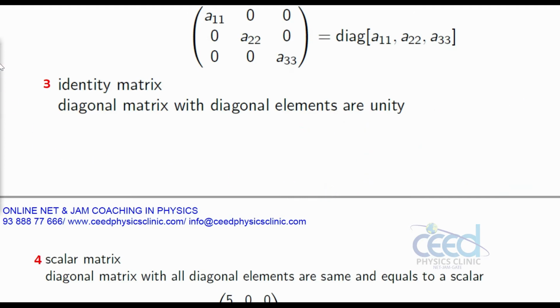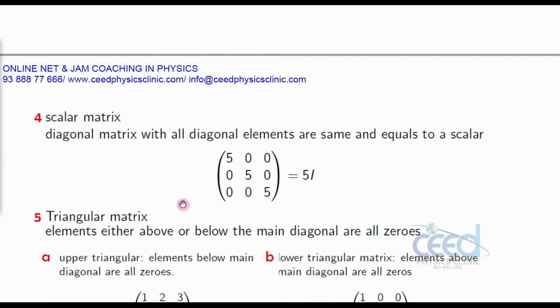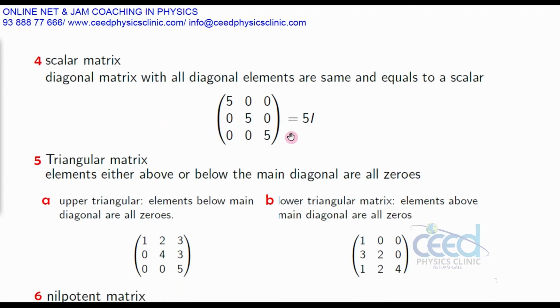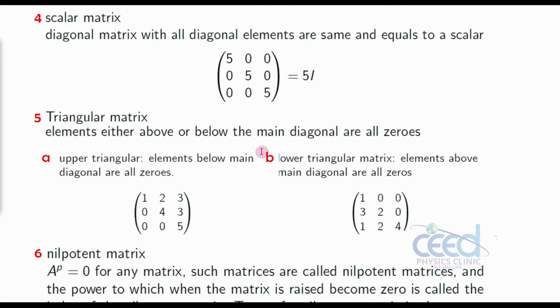Now another matrix is the scalar matrix. What is a scalar matrix? A diagonal matrix in which all diagonal elements are equal. So the identity matrix is a scalar matrix, right? Because all diagonal elements are unity, that is equal. Here any elements can come, but the diagonal elements are all equal. Such a diagonal matrix we can call a scalar matrix. If you take 5 out, you can write it as 5I. So every scalar matrix you can write as the product of a scalar and an identity matrix.